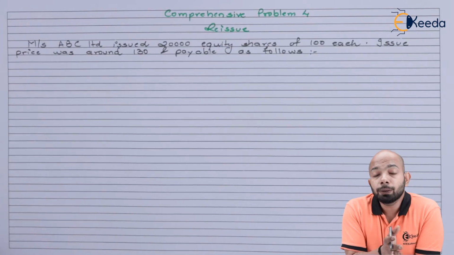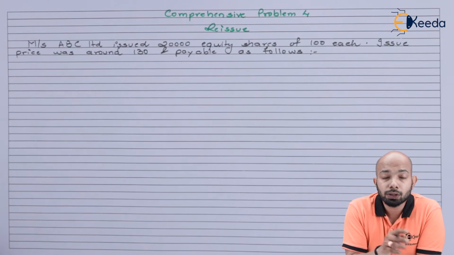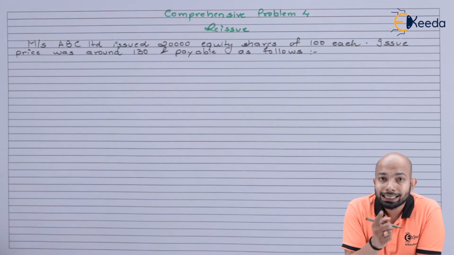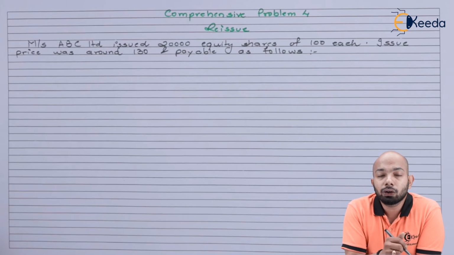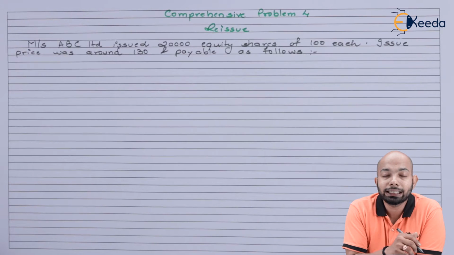Now, the issue price per share was 130 rupees, and the same was payable as follows. That means it was divided into three sections. First is the application, second is the allotment, and the third is the final call that they had to take. So let's figure out how exactly they took it.